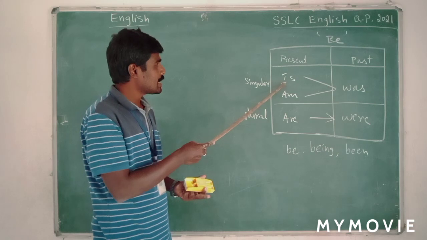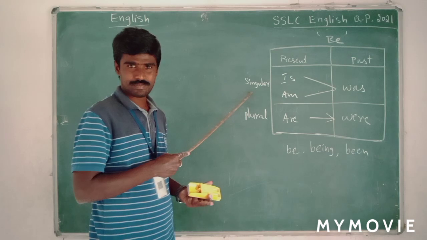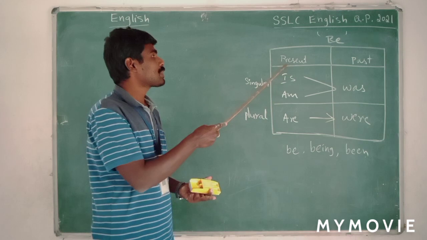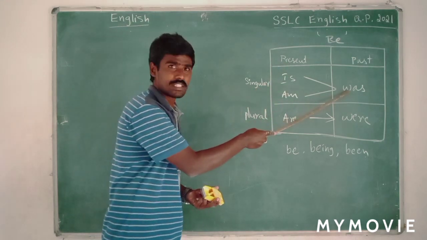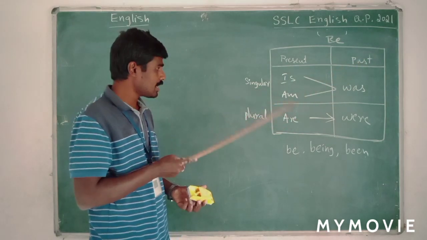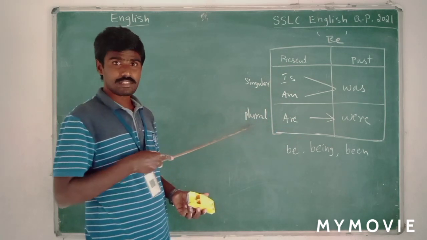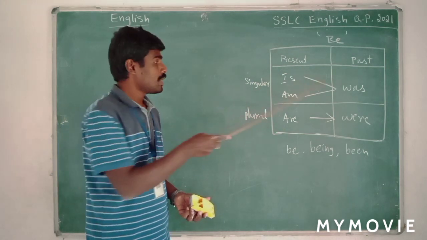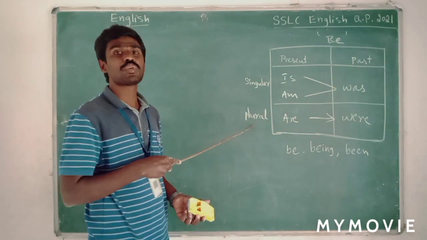We use is or am in present tense if the subject is singular. And we use was in past tense if the subject is singular. Similarly, we use are in present tense if the subject is plural. And we use were in past tense if the subject is plural.